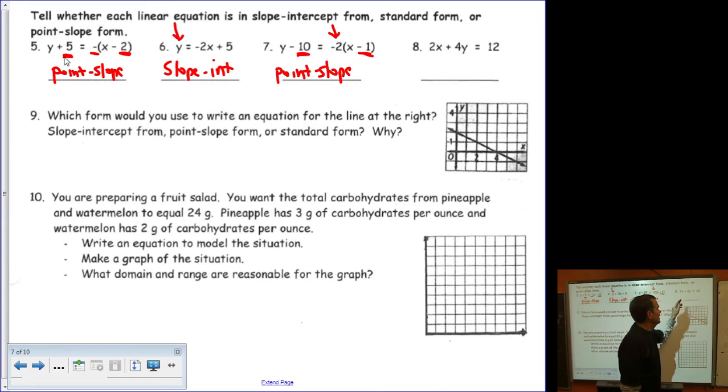And number 8 has the x term, then the y term equals the number term, and that is standard form, right?